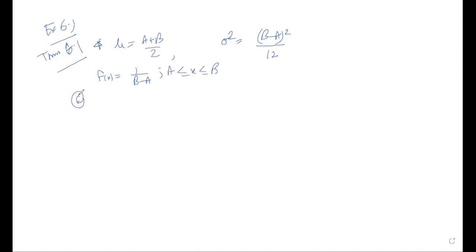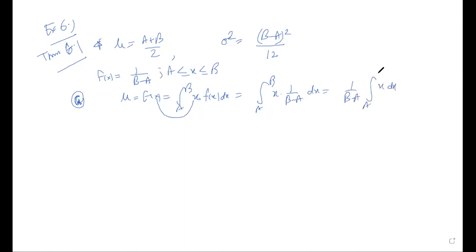So I would say a part. A part says that mu is nothing but the expected value of x, and expected value of x is nothing but integration a to b, and because of this x, I have one x over here into f(x) dx, that is equal to integration a to b and x as it is, and f(x) is nothing but 1 over b minus a and dx. 1 over b minus a is constant, just pull it out, and here it is x into dx and a to b, and that is equal to 1 over b minus a, and integration is x square by 2, and here it is a to b.